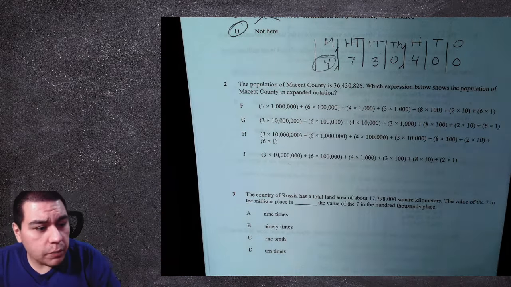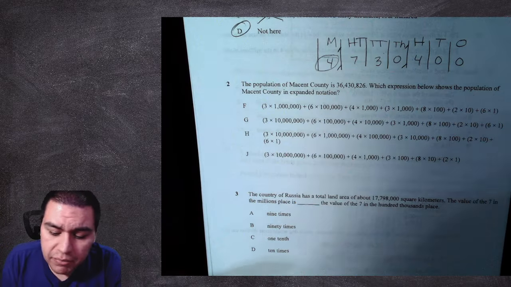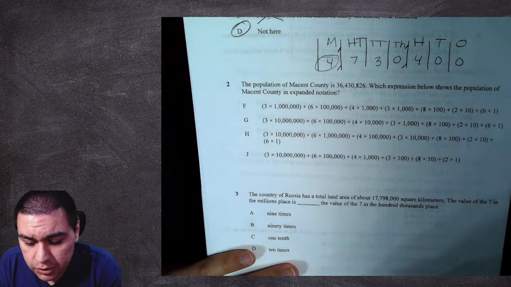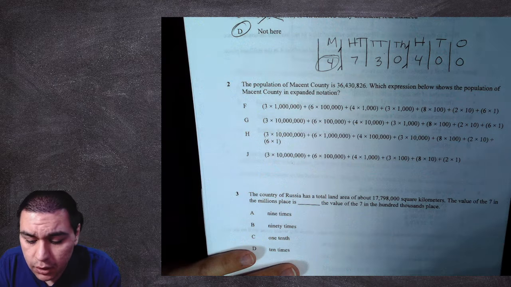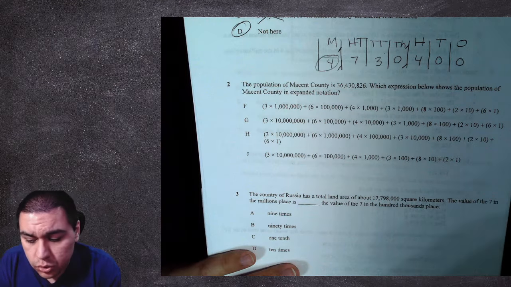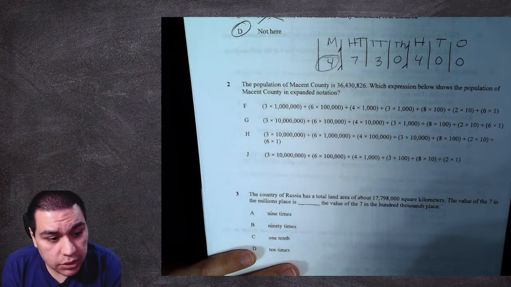Question 2 is another place value question. The population of Mason County is 36,430,826. Which expression below shows the population of Mason County in expanded notation?